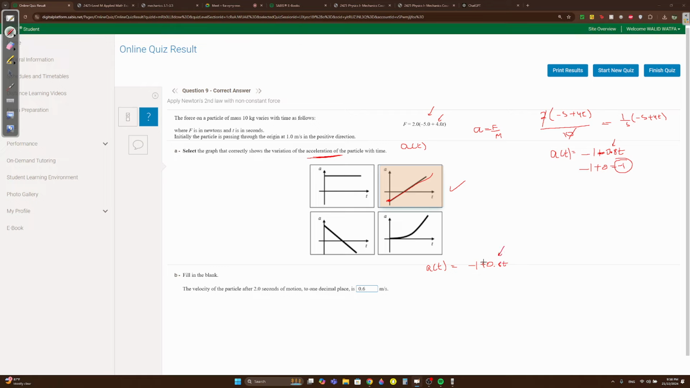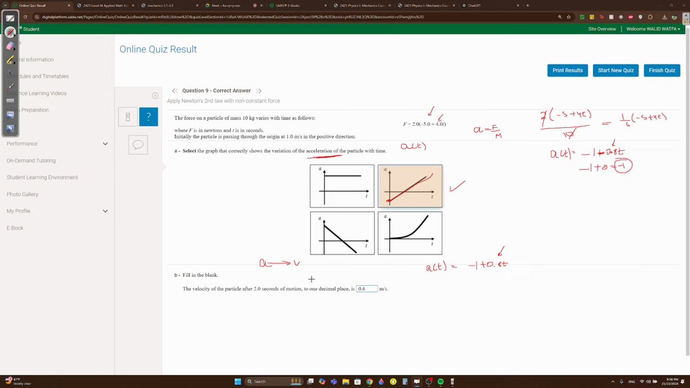Why this part B, I'm a bit sketched out about it because you need to use integration. Okay, most of you, I think by now you learned integration in math. This is very, very simple integration, nothing to worry about. Okay, the velocity after 2 seconds of motion to one decimal place. You have acceleration, you want velocity. You cannot use v equals at plus u because nobody said this is for UARM, constant acceleration. Is the acceleration constant? No.